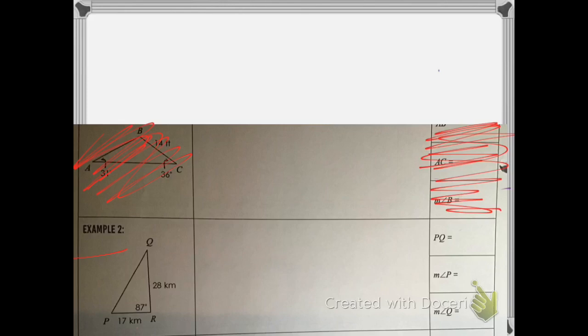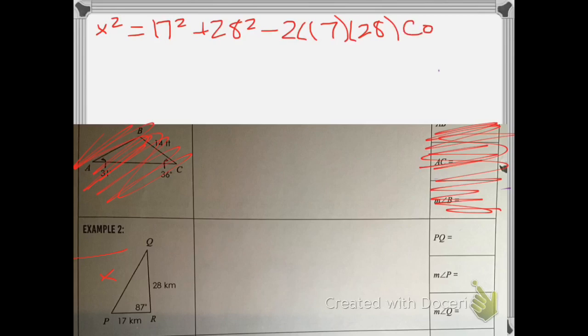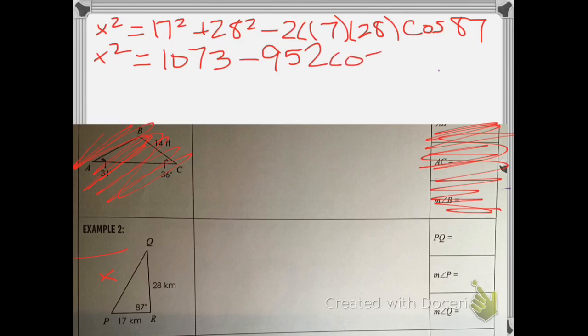I'll start up here at the top. So law of cosines, I'm going to call this X. I'm trying to find X. It's X squared equals 17 squared plus 28 squared minus 2 times 17 times 28 cosine of 87. This is just a lot of calculator work. X squared equals 17 squared plus 28 squared is 1073 minus 2 times 17 times 28 is 952 cosine of 87. You're then going to want to put that in your calculator. I only have my work from earlier, so I already did that and took the square root, and I got that X was 32. So I know that this side right here, PQ, is 32.